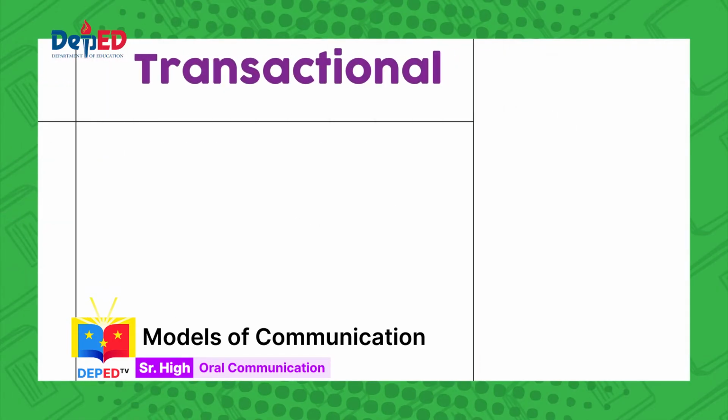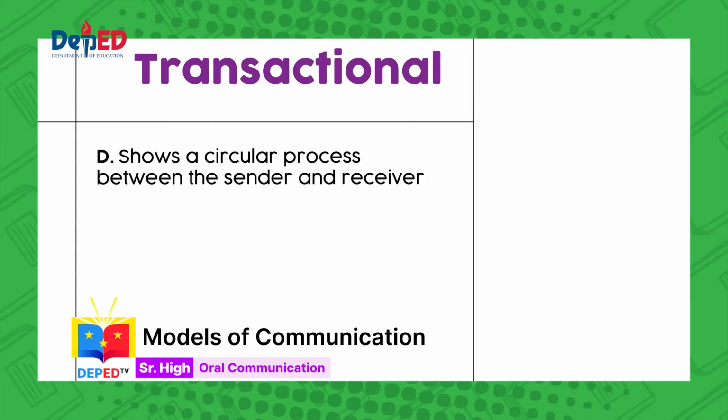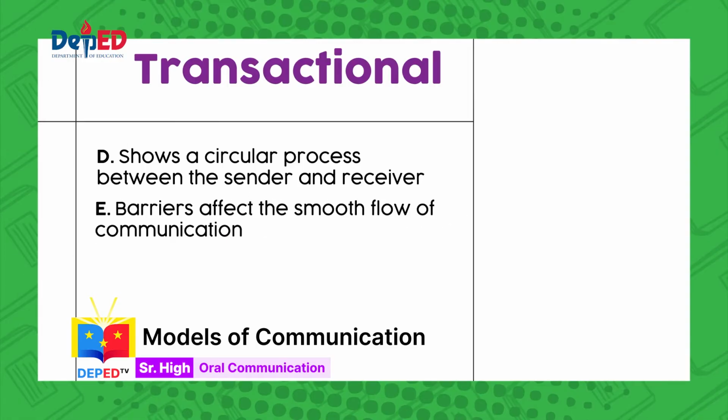And for column C, under transactional model, we have letter D. Shows a circular process between the sender and the receiver. Letter E. Barriers affect the smooth flow of communication. And letter I. Presiding over an important meeting. These concepts display an active participation of people in a communication situation.